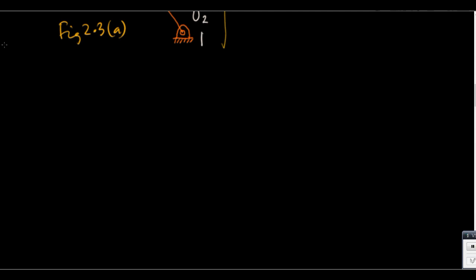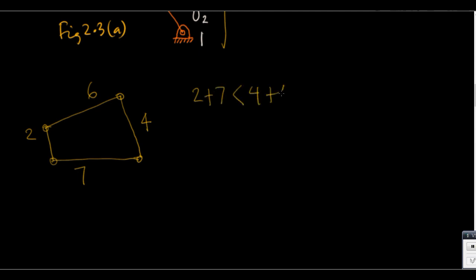So let us look at a Grashof linkage. Let us take this to be 7, let us take this to be 2, let us take this to be 6, and let us take this to be 4. So 2 plus 7 is less than 4 plus 6. This is a Grashof linkage. Now, these 2, 6, 4 and 7 are not numbers, they are dimensions, right?